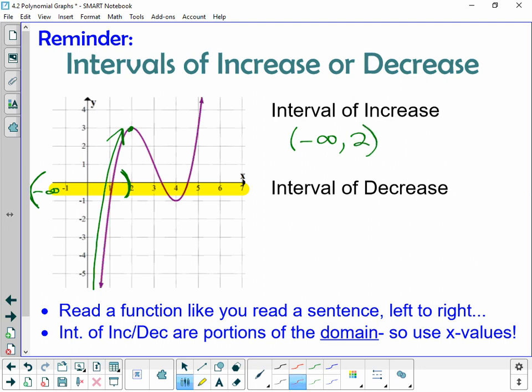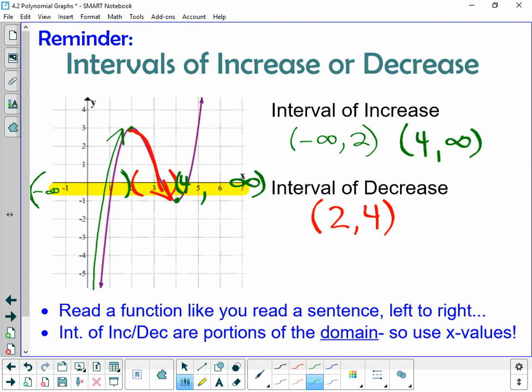Then the function turns at that relative max, and then it decreases between the values 2 and 4, so that's an interval of decrease. And then it has that relative min, and it turns around, and from 4 to infinity, it increases. Remember, if you have two sections like this interval of increase, you should use the union symbol between those two intervals. So that's the interval of increase and decrease for this function.